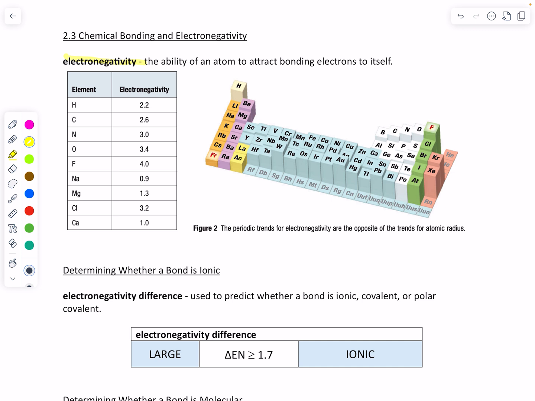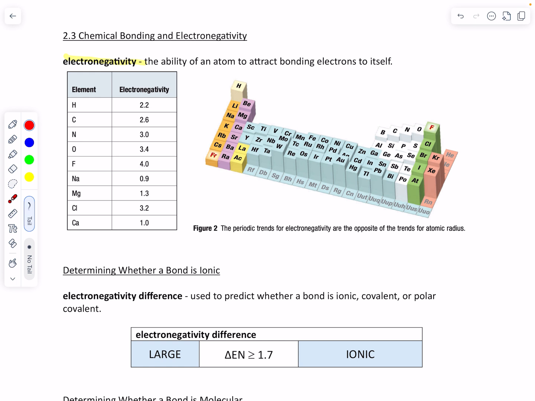Take a look at fluorine. Fluorine has one of the highest electronegativities of all the elements on the periodic table. The alkali metals have some of the lowest electronegativities of all of the elements on the periodic table. We can use electronegativity difference to predict whether or not a bond is ionic, covalent, or polar covalent.